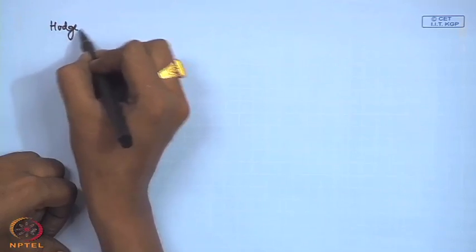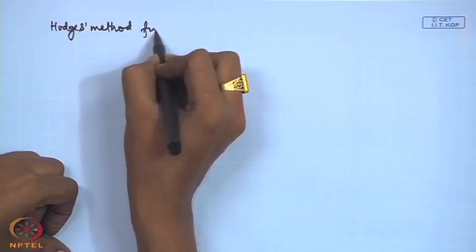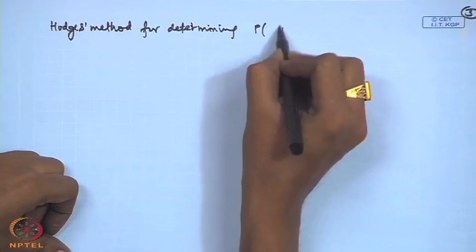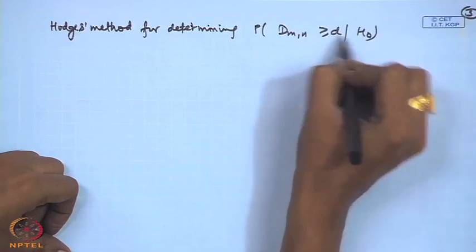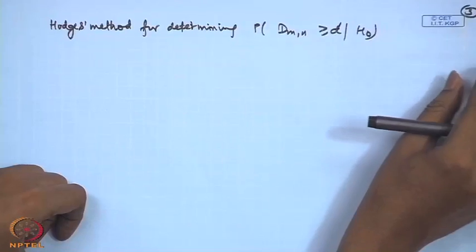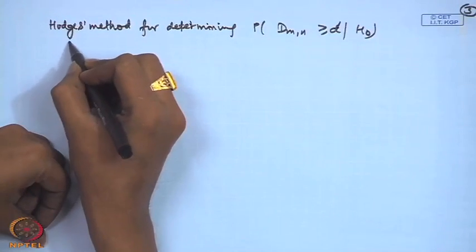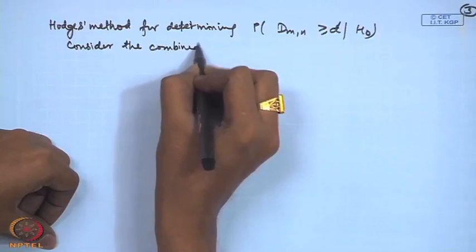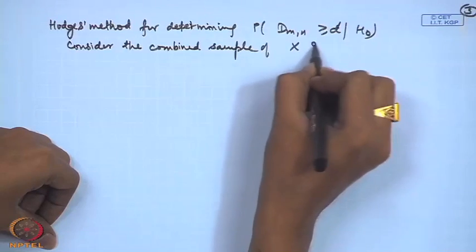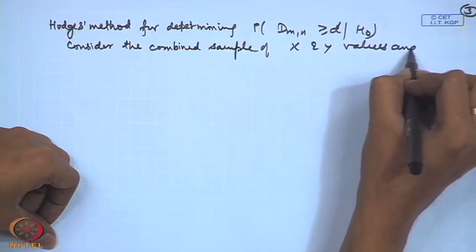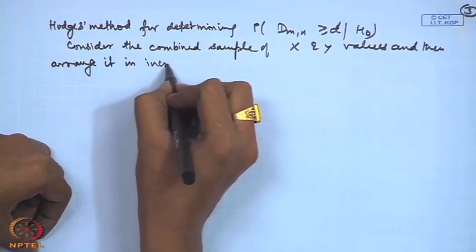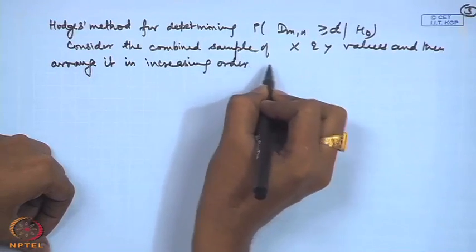So, one method that has been discussed is actually Hodges method for determining the probability of Dmn greater than or equal to d under H naught. So, first thing is that we consider the combined sample of X and Y values, and then arrange it in increasing order. That means we rank them in order of magnitude.